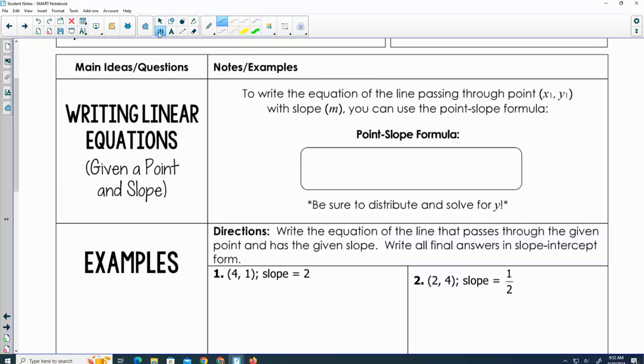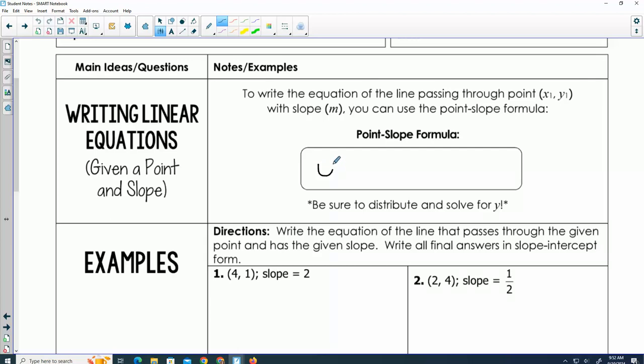Next step, we have been working on slope, intercepts, and graphing lines. Next, we're going to start our equations of lines. So today we are going to practice writing the equation if we are given a point and a slope. There's a couple of different ways to do this, but I believe when you did it last year, you used the point slope formula.